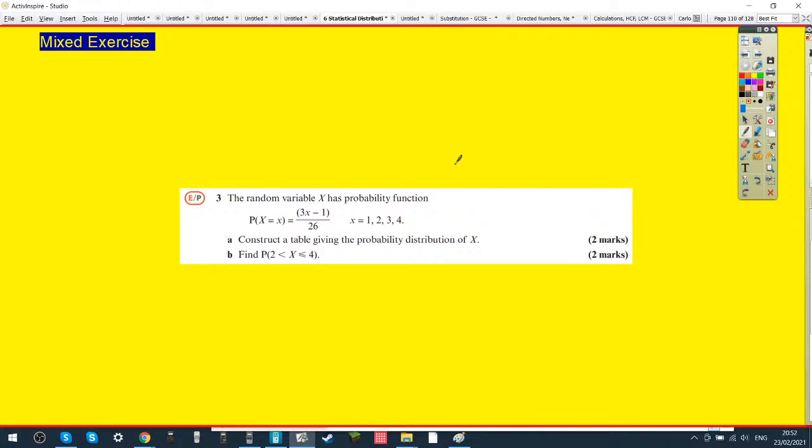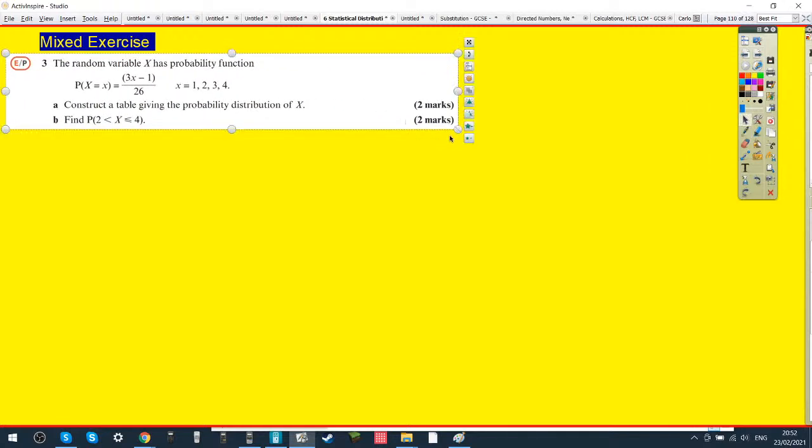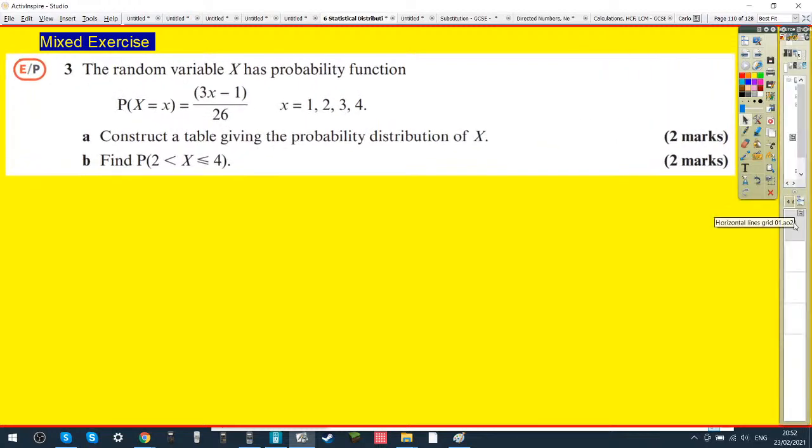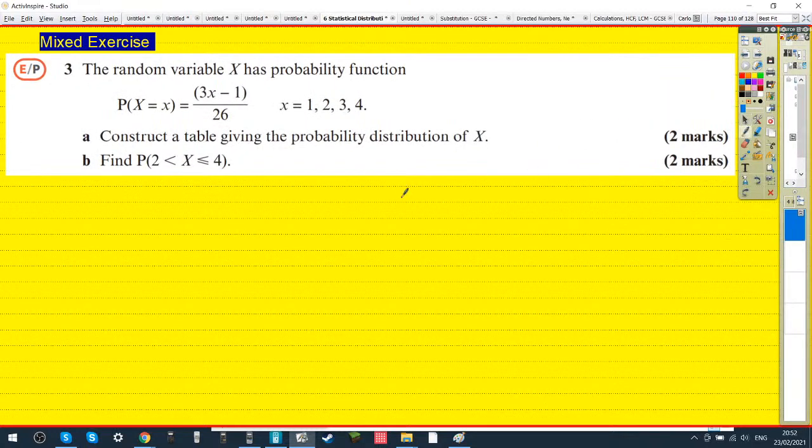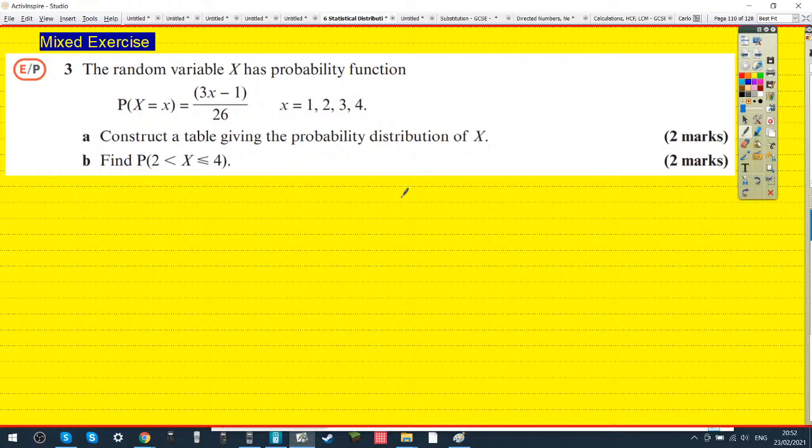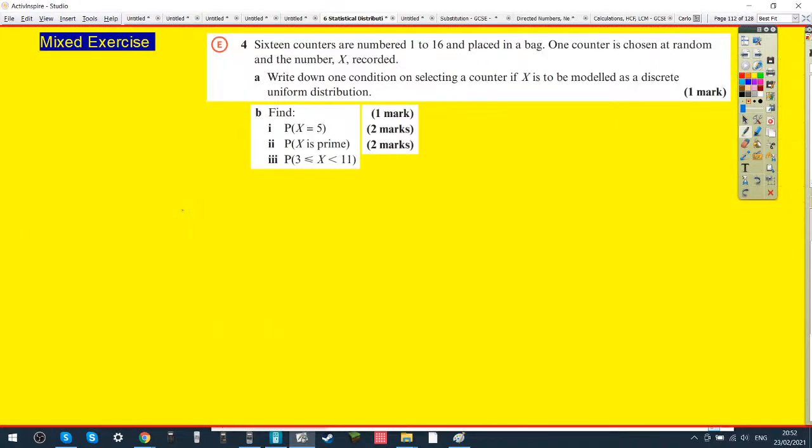So how would you start this one? You'd draw the table out as P(X = x) in the bottom left, and then you'd have x above it, and along that line you'd have 1, 2, 3, and 4. And then to work out the numbers, you just sub each number into the equation and put the answer under. Sounds like you know what you're doing.